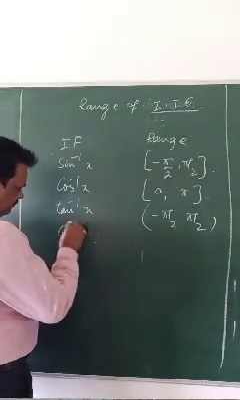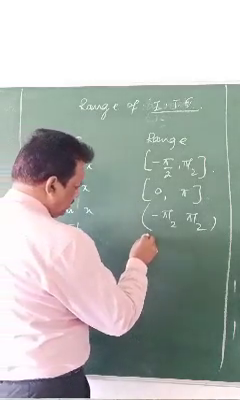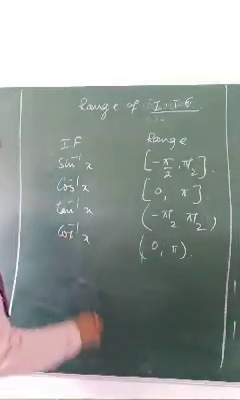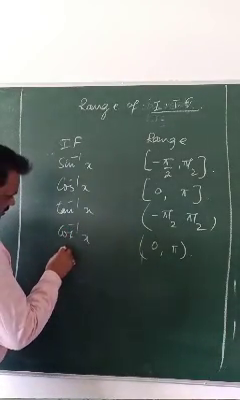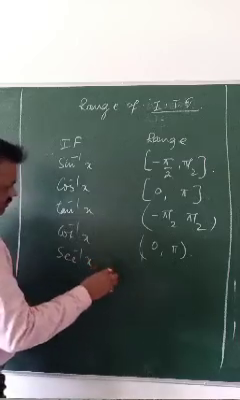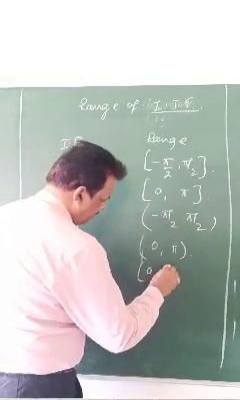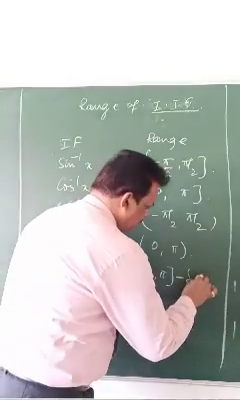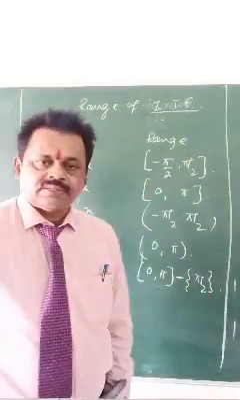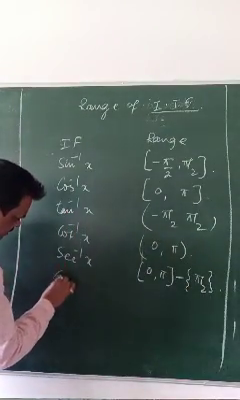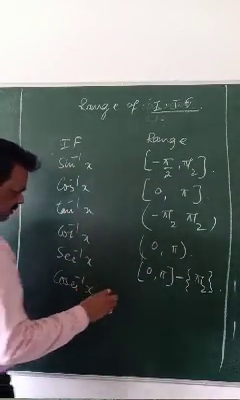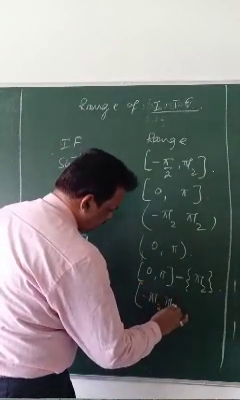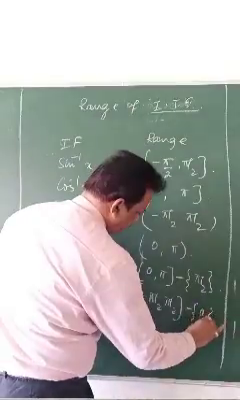Cot inverse x is the open interval 0 to pi. Then sec inverse x is the closed interval 0 to pi, excluding pi by 2, because cos 90 is 0, so pi by 2 is excluded here. Cosec inverse x is minus pi by 2 to pi by 2 excluding 0.